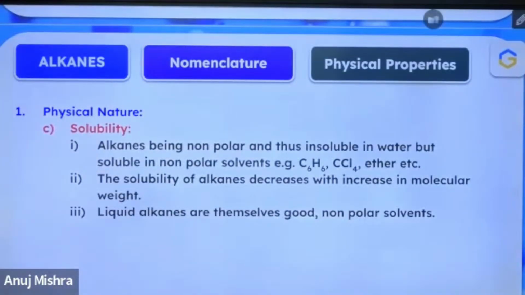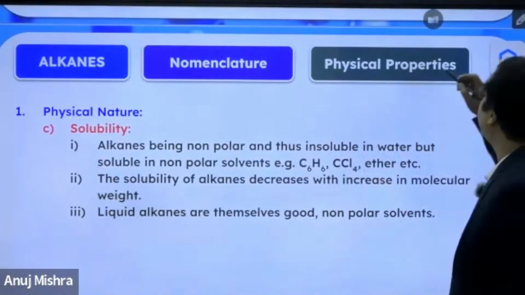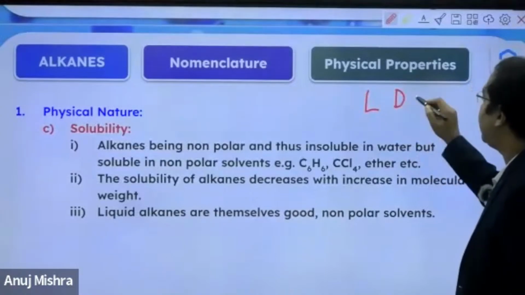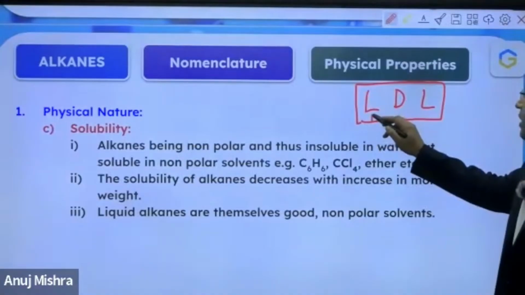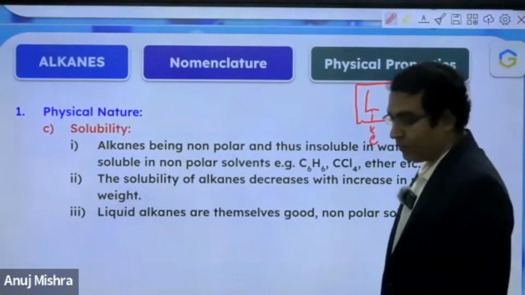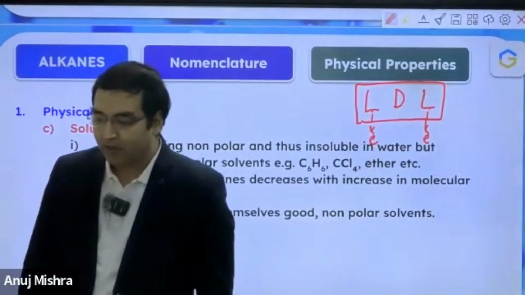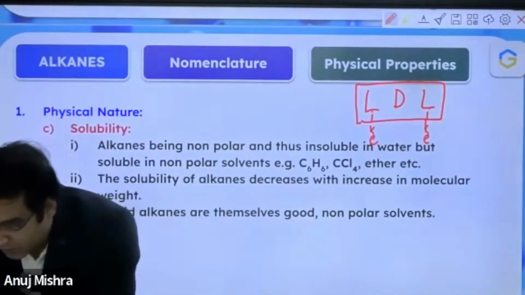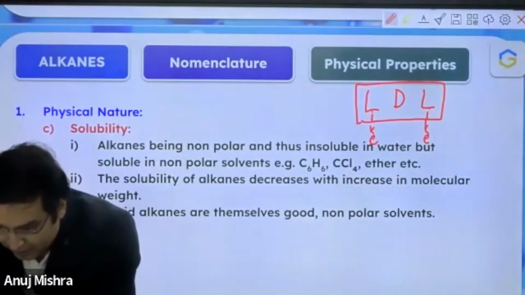Solubility. Now remember, alkanes are non-polar and thus insoluble in water, but soluble in non-polar solvent. This is a property from chemical bonding where we say LDL. Anybody remembers LDL? Yes, it's like dissolves like. Okay. So let's say एक पढ़ने वाला बच्चा, जैसे अक्षय पढ़ने वाला बच्चा, तो उसके फ्रेंड कैसे होंगे? सारे पढ़ने वाले होंगे. ठीक है. शैतानी करने वाला बच्चा होगा तो फ्रेंड कैसे होंगे? शैतानी करने वाले होंगे. राइट. Like dissolves like.